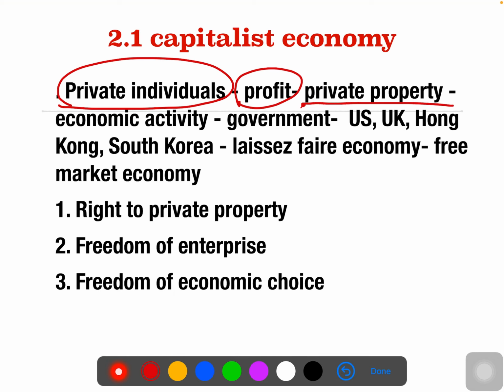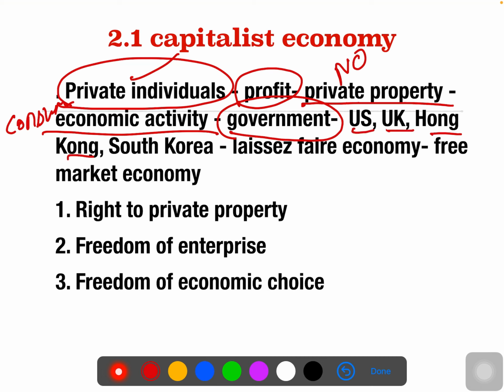When it comes to economic activity, every economic activity in this economy starts with consumers. One more thing is that the government has a very small role to play in the economy. That means 90 to 95, even 99% of the decision making is in the hands of private individuals, with hardly any role for the government. A few examples of capitalist economies are the US, UK, Hong Kong, and South Korea.